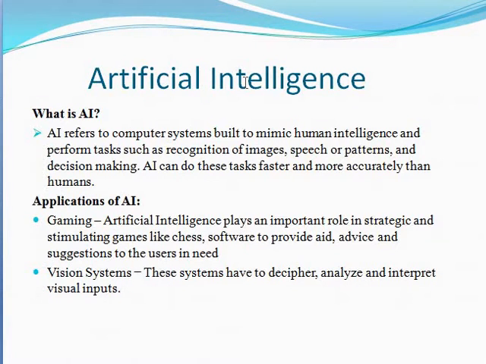The first technology we're going to see is artificial intelligence. What is artificial intelligence? Artificial intelligence is nothing but programming our human intelligence into the computer so that it can make its own decisions. To make it clear, if you see the applications of artificial intelligence, it is used in gaming.